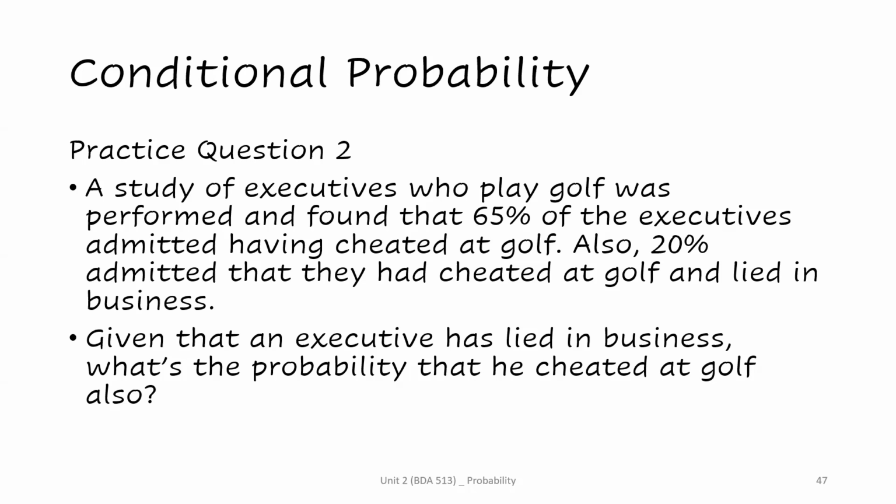So with that one will be the 0.2 divided by the probability of B, that he lied in golf, that's the 0.55. That will give me 0.36. That's 36%. Yeah. Michael, you are saying if you use the Venn diagram, 20 is the intersection. Yes, 20 is the intersection. Yeah, so the intersection is here. See, 20% admitted at golf and also lied in business.